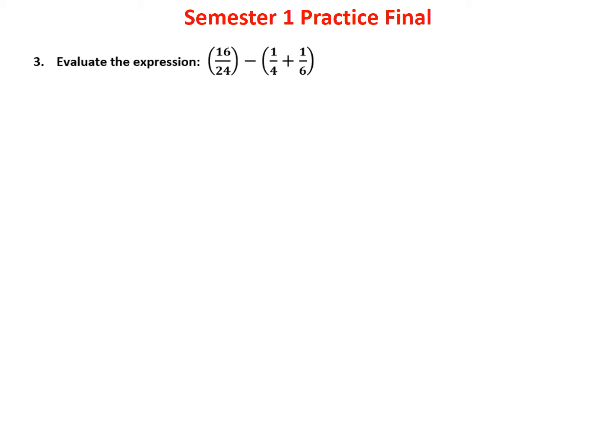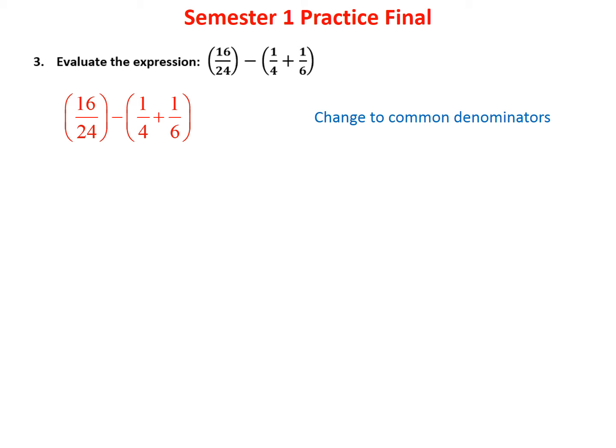In problem 3, we're asked to evaluate the expression 16 over 24 minus the quantity 1/4 plus 1/6. In order to do this problem, when we're dealing with adding and subtracting fractions, we need to write them both with common denominators. So in this case, between 24, I'm looking at 4 and 6 and 24. I look at the multiples of them to find what number is the common denominator.